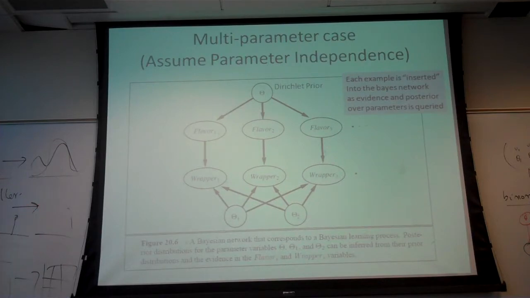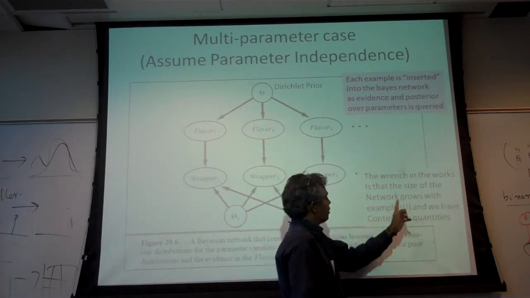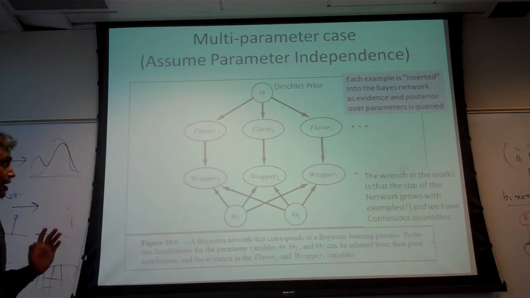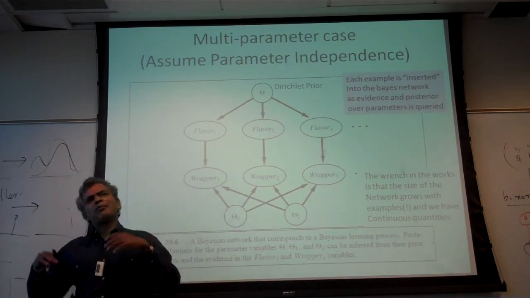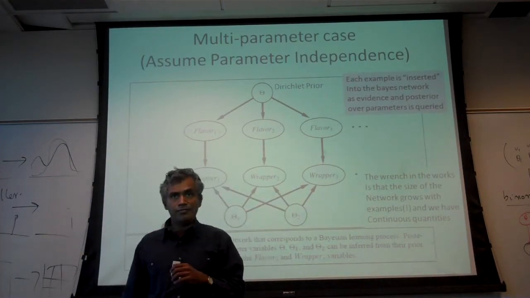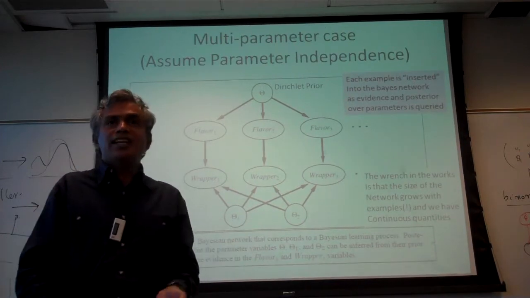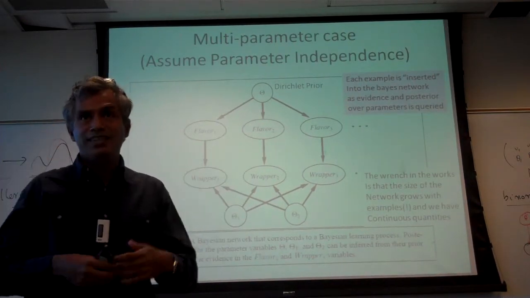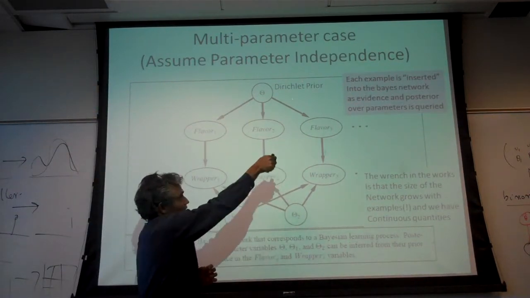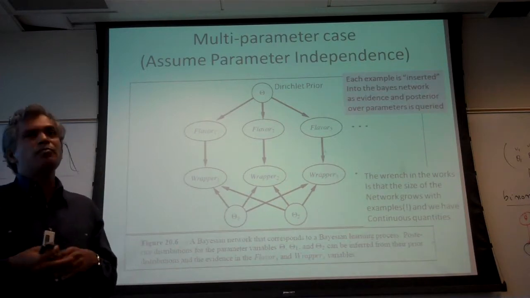On the network structures, each example is inserted into the Bayes network as evidence, and the posterior over parameters is queried. The wrench in the works is that the size of the network grows with examples, and we have continuous quantities. Now the discussion I have done till now does not care about what priors you are using for theta, theta 1, and theta 2. Because you have a good Bayes network inference engine, you just ask it to compute the posterior. Now if in fact you are using conjugate priors like the Dirichlet prior and so on, that computation would be very simple.